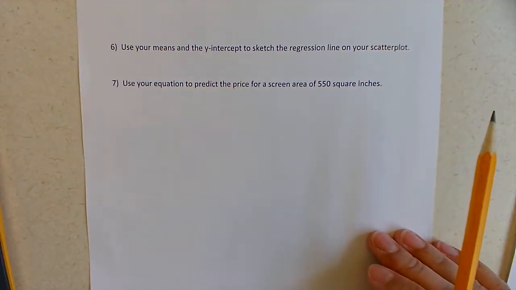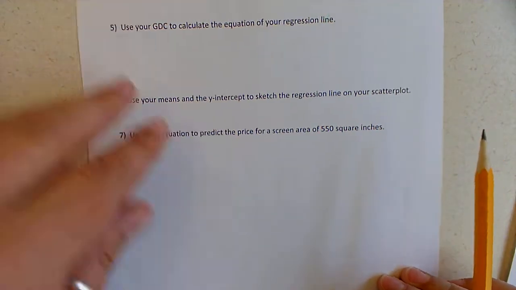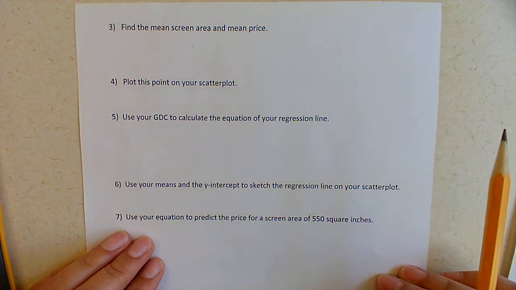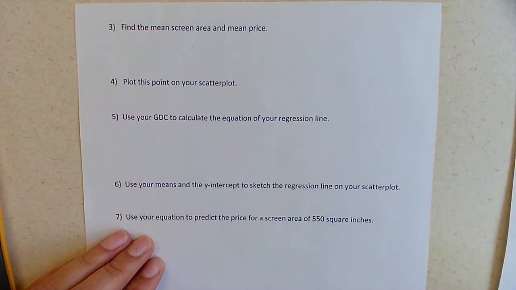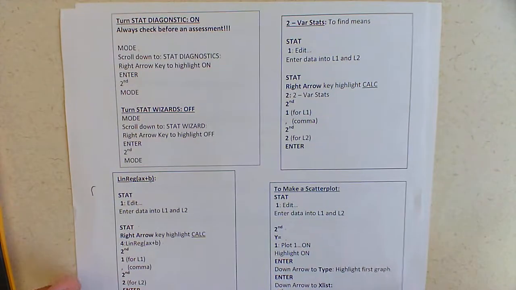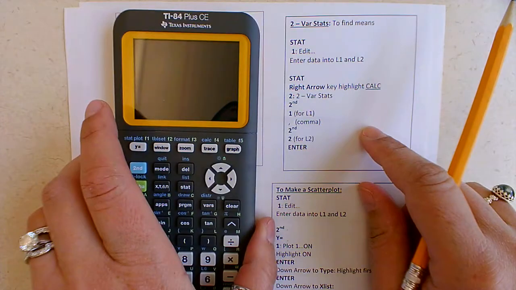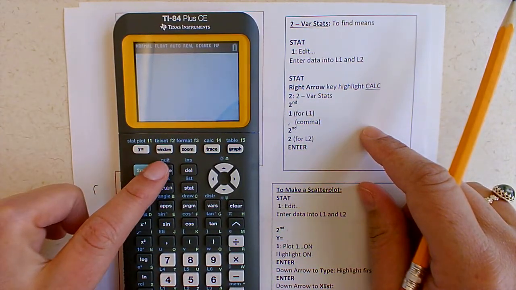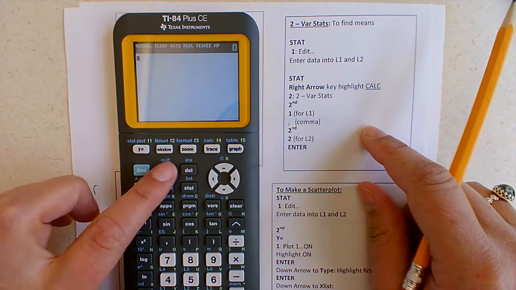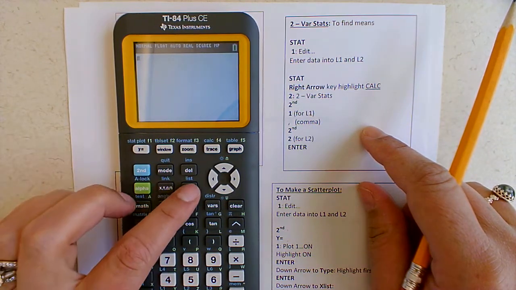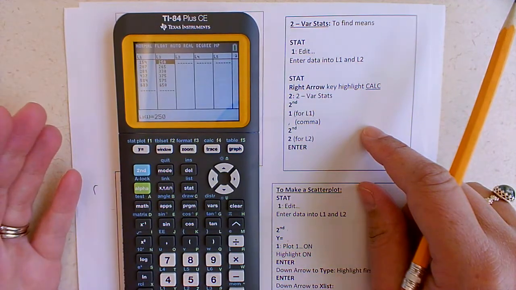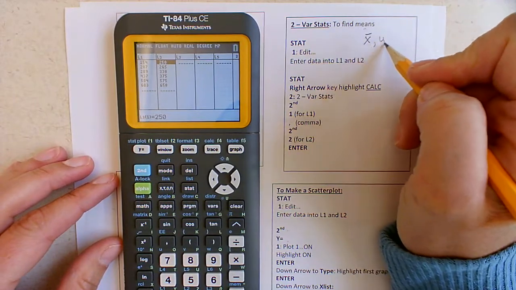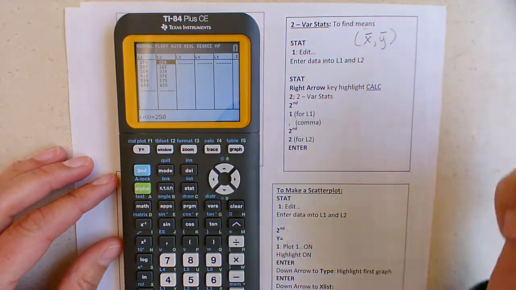Okay, next, let's see what else we have to do. Next is going to be finding the mean screen area and the mean price. If you take out your trusty sheet here, it's going to say how to find means. I just press second quit, that's what I do every time to clear the screen. We're going to stat edit, where we already have our data in. We're finding the mean of x and the mean of y, and it's going to be in point form.